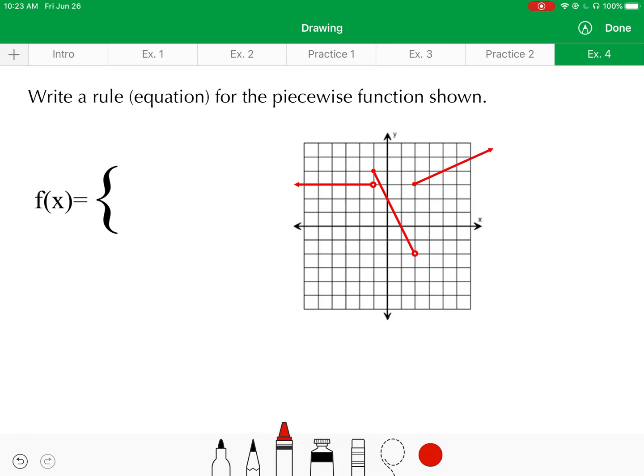All right, in this final example, we are working backwards. We are given the graph of a piecewise function, and we are going to try to come up with a rule, or simply an equation, to represent the piecewise function. Okay, so you can see from the graph that there should be three pieces, or three rules, that make up this function. So let's start, and I'm going to work left to right on the graph.